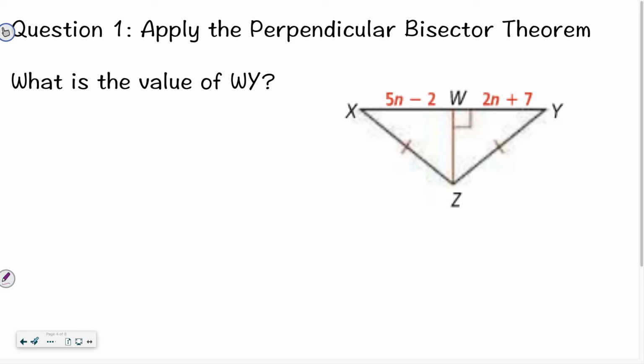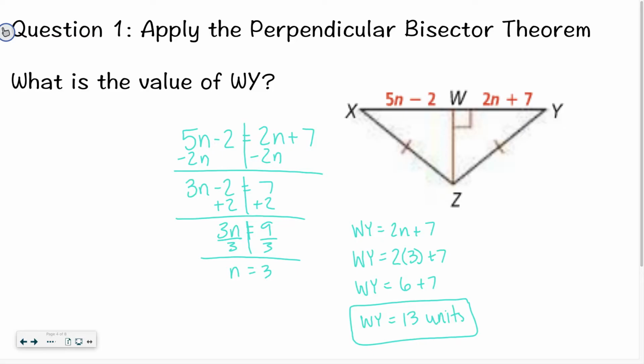Why don't you go ahead and solve for the value of WY using the converse of the perpendicular bisector theorem? Hopefully you ended up with n equaling 3 and then plugged that back in to solve for WY and ended up with WY equals 13 units. If you have questions on that, please be sure to reach out for some help.